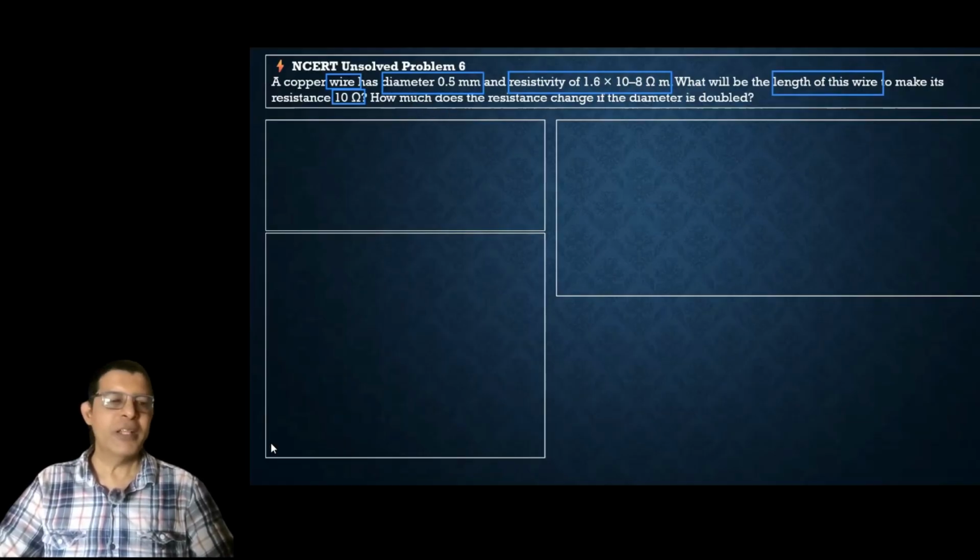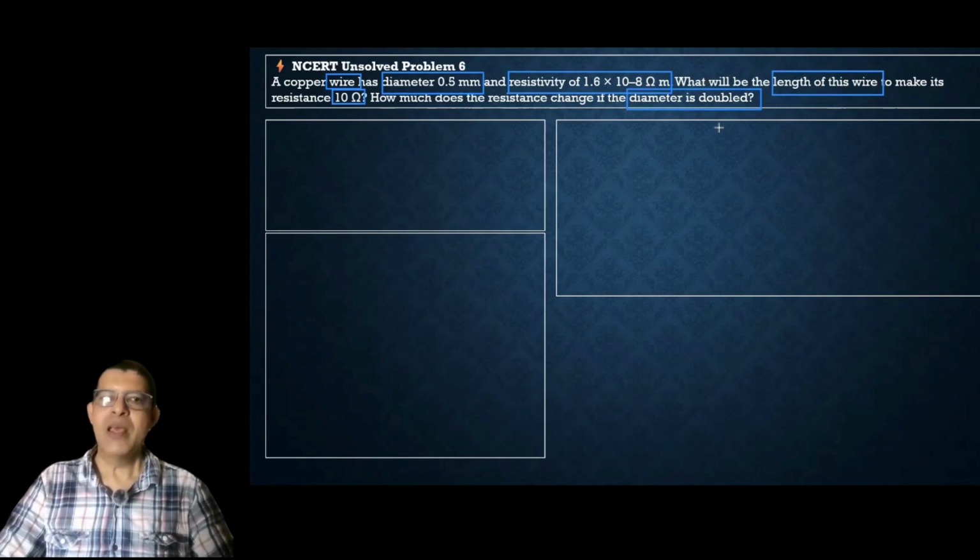And then another part to the question, which I forgot to read out. How much does the resistance change if the diameter is doubled? That means two questions are asked here. The first question is basically what will be the length to make the resistance 10 ohm? And then if the diameter is doubled, what will be the change in resistance? So what is given here? Diameter of the copper wire is given.